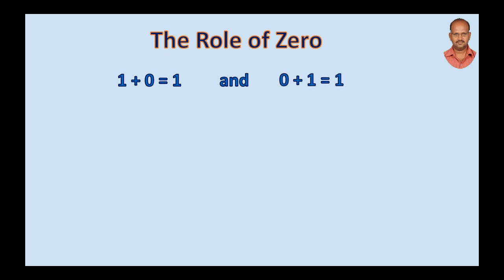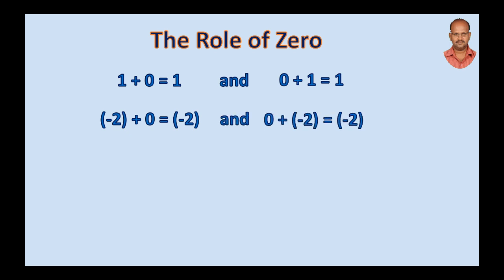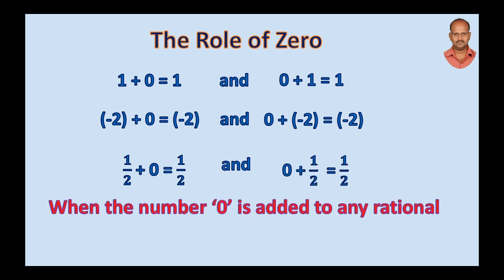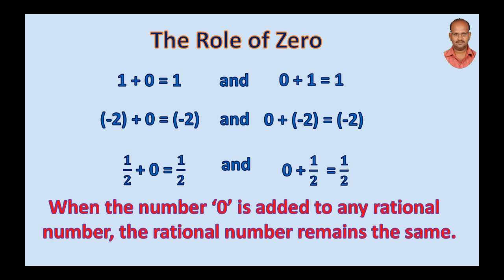The role of 0. 1 plus 0 is equal to 1 and 0 plus 1 is equal to 1. Minus 2 plus 0 is equal to minus 2 and 0 plus minus 2 is equal to minus 2. 1 by 2 plus 0 is equal to 1 by 2 and 0 plus 1 by 2 is equal to 1 by 2. When the number 0 is added to any rational number, the rational number remains the same. That means 1 plus 0 is equal to 1, 0 plus 1 is equal to 1.